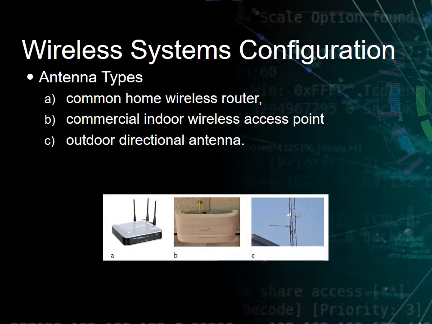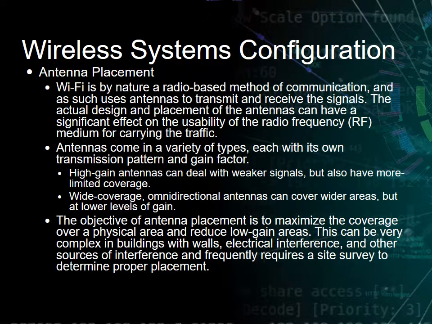And then there's outdoor directional antennas. Depending on the type, they can look like basically a tube that shoots the signal in a single direction, or they could look like a dish. And if you go on YouTube, you can find some interesting videos on some homemade directional Wi-Fi antennas using Pringles cans and wire strainers. So, antenna placements.